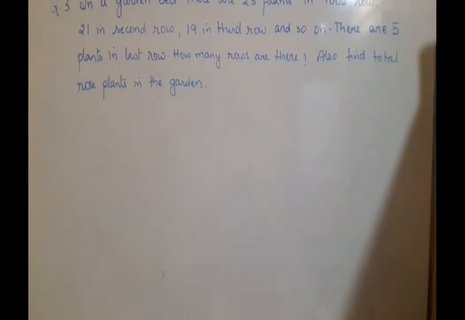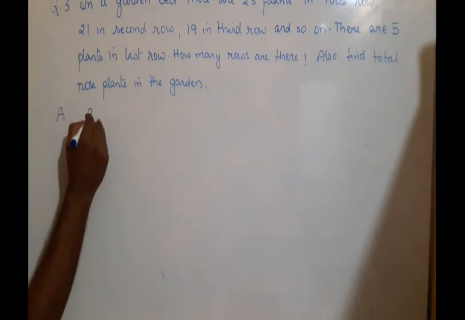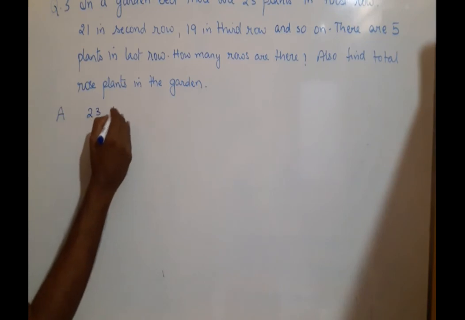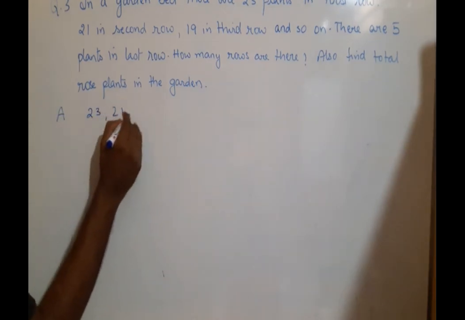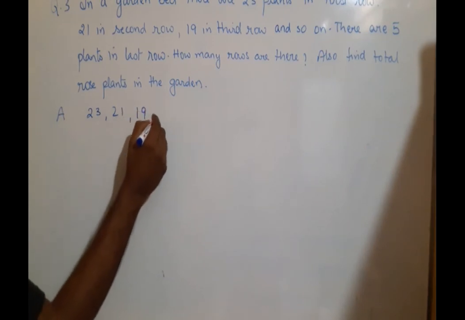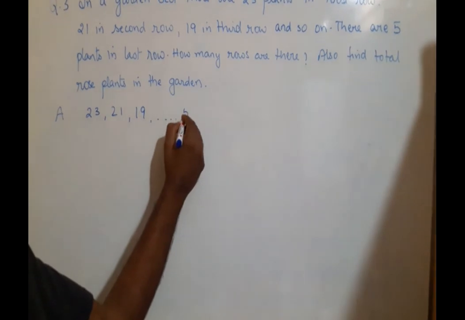Okay, now we have got the third example on the board. In a garden bed, there are 23 plants in the first row, 21 in the second row, 19 in the third row, and so on. So if I want to write it down as the sequence, what should I write? 23 in the first row, 21 in the second row, 19 in the third row, and so on. And it says there are 5 plants in the last row.